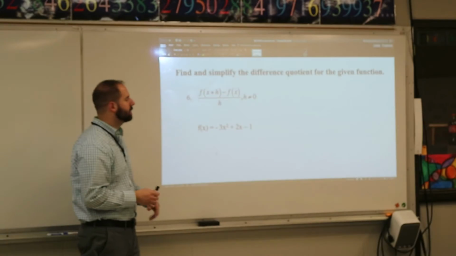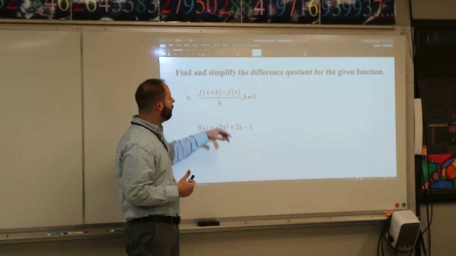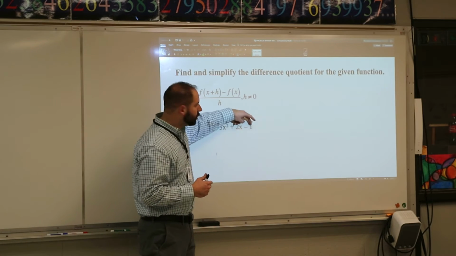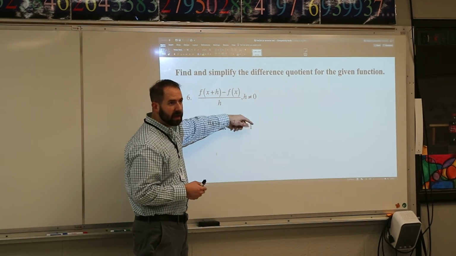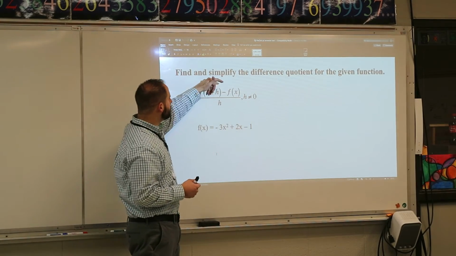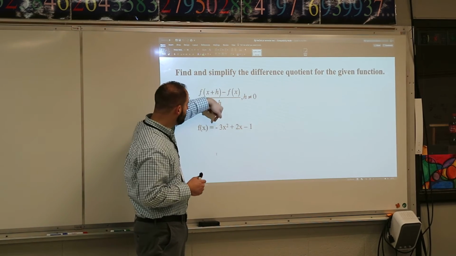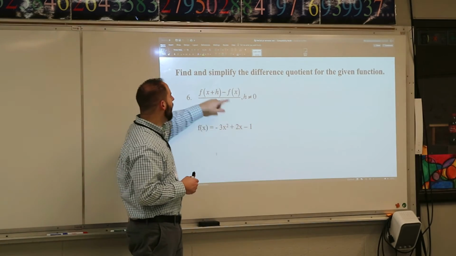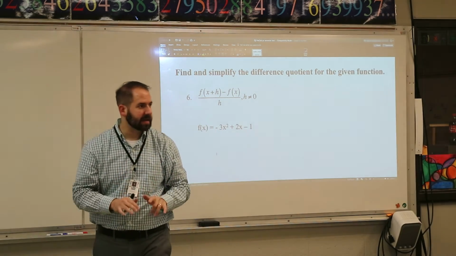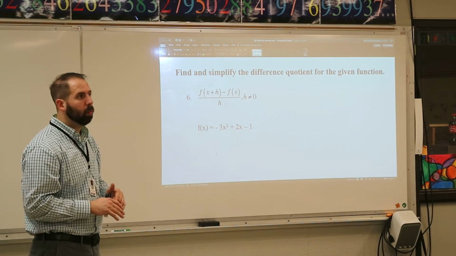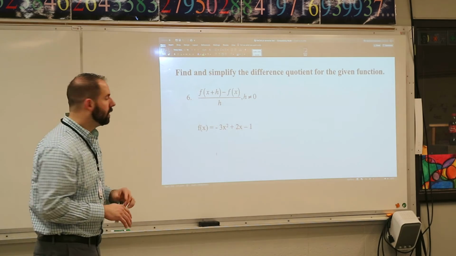I'm just putting this on the practice guide so you get the idea of what you're doing. You're going to take this function, plug x plus h into all these x's, write that down. Then you're going to subtract the original function, which is this thing again, and put it all over h. And then you're going to simplify that thing down. It's way more work than you think it is.